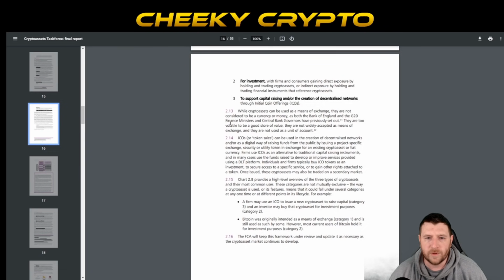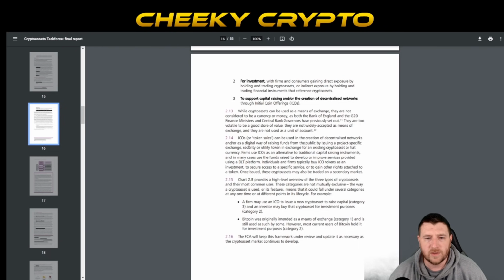And we go to 2.13. While crypto assets can be used as a means of exchange, they are not considered to be a currency or money, as both the Bank of England and the G20 finance ministers and central bank governors have previously set out. They are too volatile to be a good store of value. They are not widely accepted as a means of exchange, and they are not used as a unit of account.